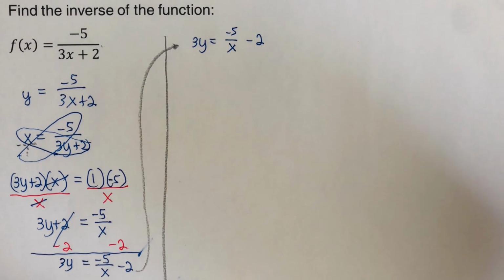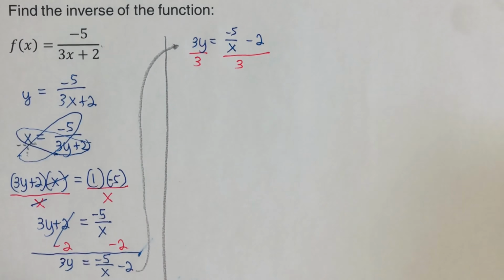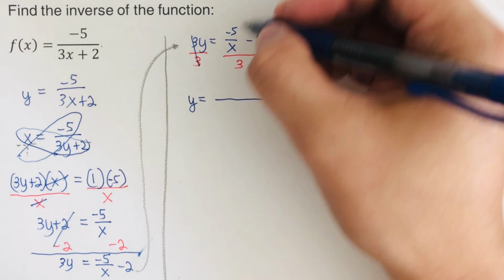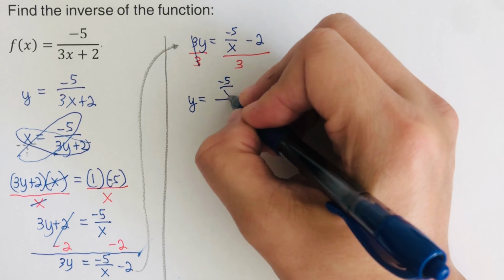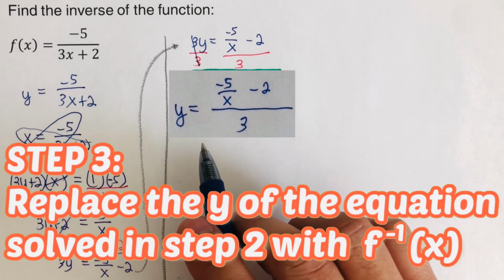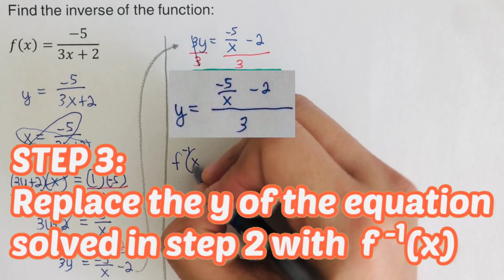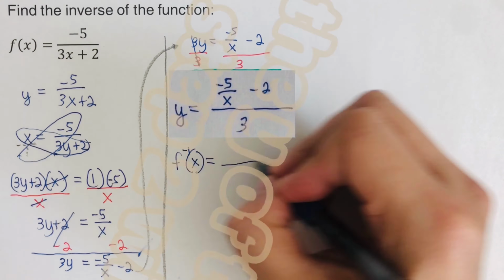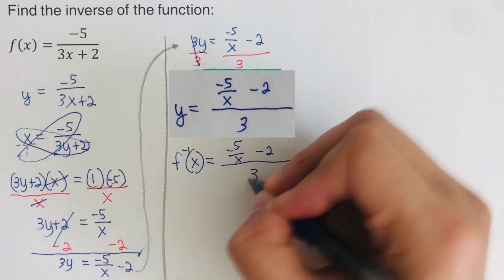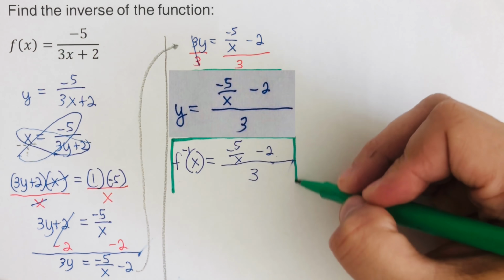Okay, so what we are going to do is divide both sides by 3. I divide this by 3, so we can cross the 3 out. So we're left with y is equal to negative 5 over x minus 2 over 3. So changing this to its inverse notation, we can rewrite this as f negative 1 of x is equal to negative 5 over x minus 2 over 3. So this is the inverse of this function right here.